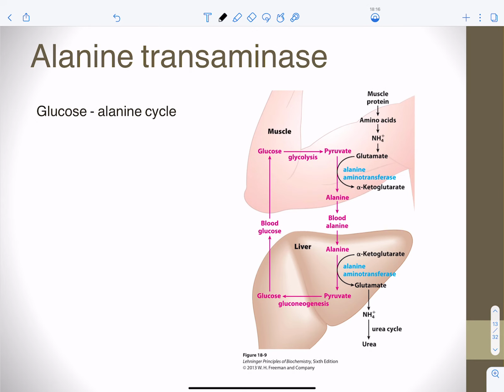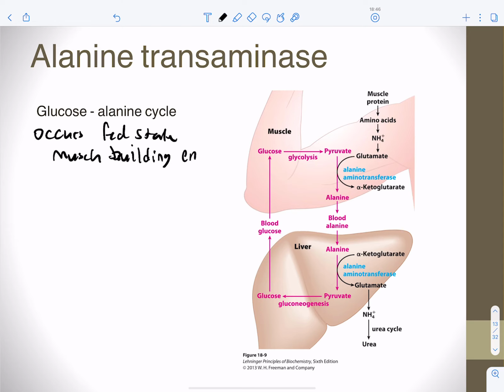So alanine transaminase is important for your muscle carbons and your nitrogen and being able to deliver those nitrogens from your muscle to your liver. And so this is going to occur in the fed state when the muscle is building up its stored energy. And it occurs in the fasting state when the muscle is using the carbon skeletons of amino acids for energy.